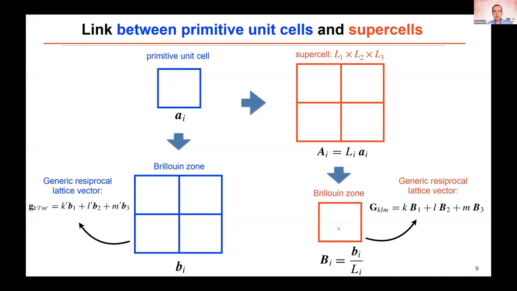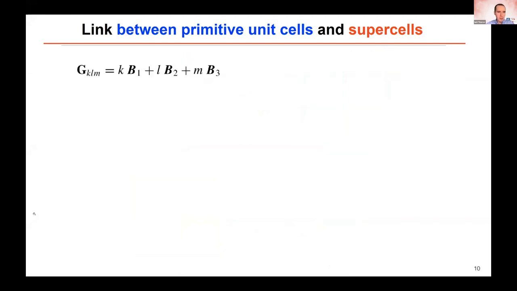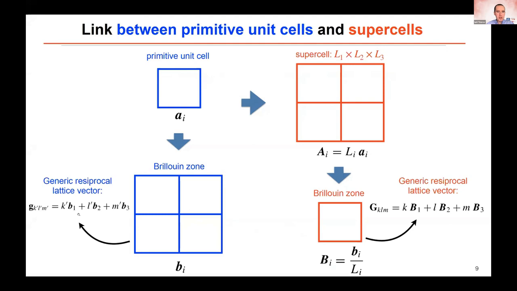Now, for these two Brillouin zones, we can define generic reciprocal lattice vectors. So in the case of the primitive unit cell, we can define a generic reciprocal lattice vector small g, which is defined in terms of b1, b2, b3, and where k prime, l prime, m prime are some integer numbers. And in the case of the Brillouin zone of the supercell, we also can define a generic reciprocal lattice vector, capital G, which is defined in terms of capital B1, capital B2, and capital B3. And k, l, m are also integer numbers.